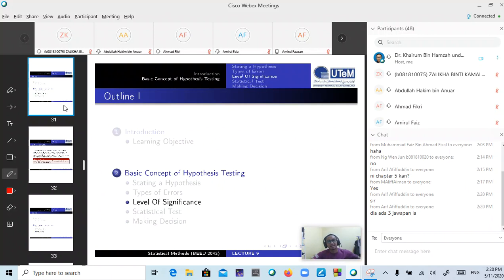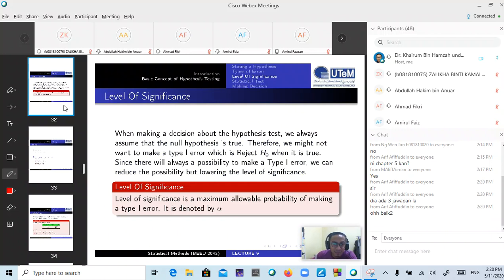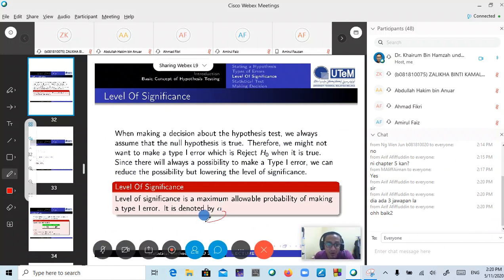Okay, next. Level of significance. What is level of significance? Level of significance is a value of alpha. Okay, this one is given by the question. When making a decision about hypothesis testing, we always assume that the null hypothesis is true. As I mentioned before, the null hypothesis is always true until we get sufficient evidence to reject the null hypothesis. Therefore, there might not be one to make a type 1 error here.